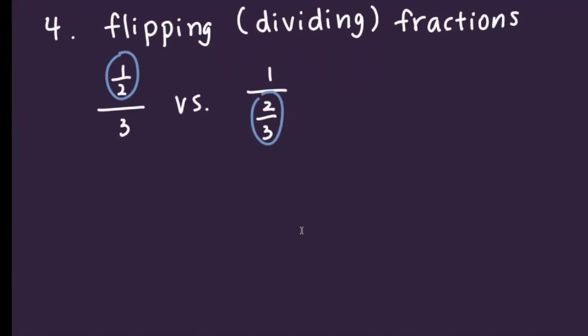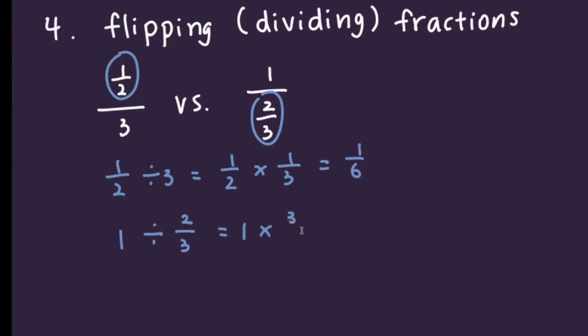The first one is 1/2 divided by 3. And this, you would get 1/2 times 1/3. You would get 1/6. For the second one, it is 1 divided by 2/3. And you'll get 1 times 3 over 2. And you'll get 3 over 2.